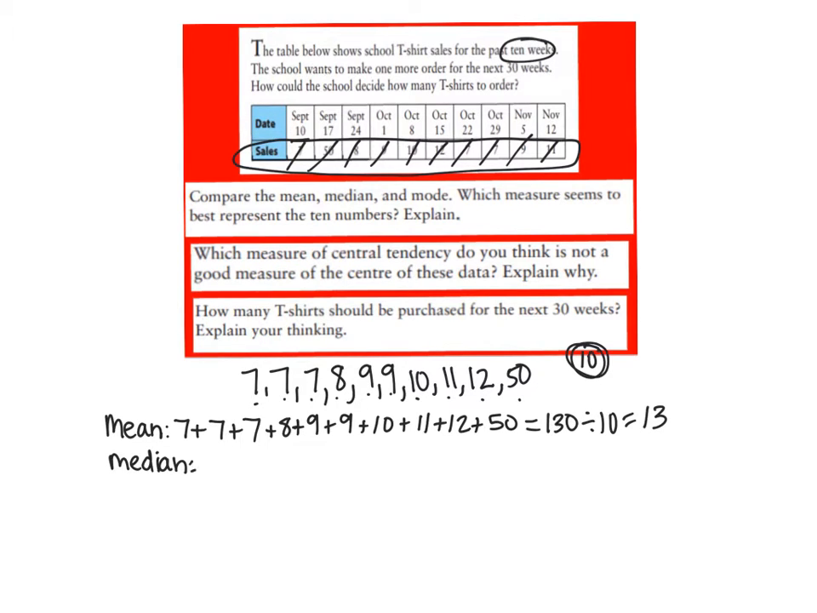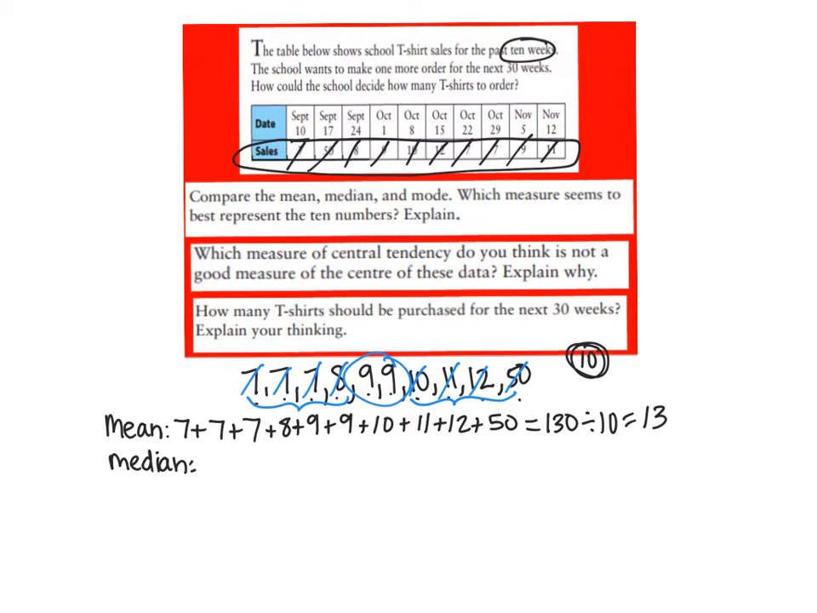If I move on to my median, that is my middle number. So I'm going to go ahead and cross off my lowest and my highest, lowest and highest, lowest and highest, lowest and highest. Looks to me like I have 4 numbers below and 4 numbers above, so I did it correctly. My middle 2 numbers are 9.